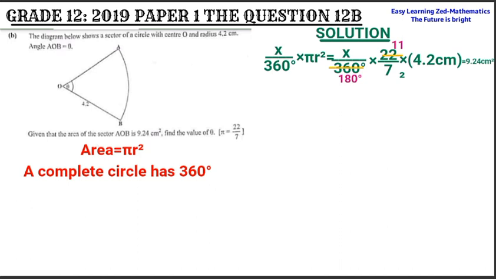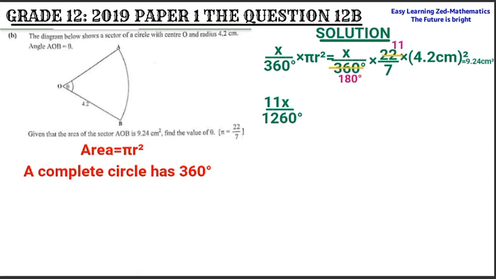That x on top multiplied by 11 will give us 11x. Down here, 180 multiplied by 7 will give us 1260 degrees. Okay, 7 times 180 degrees will give us 1260 degrees. Now here I'm going to multiply. As you can see, we have 4.2 centimeters squared, so the 2 should be seen there.